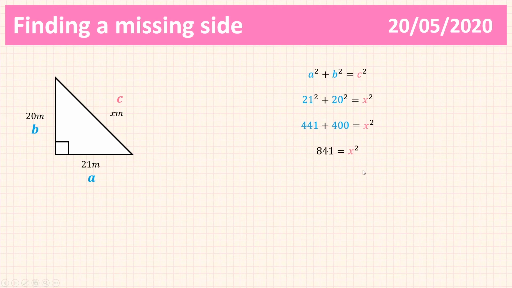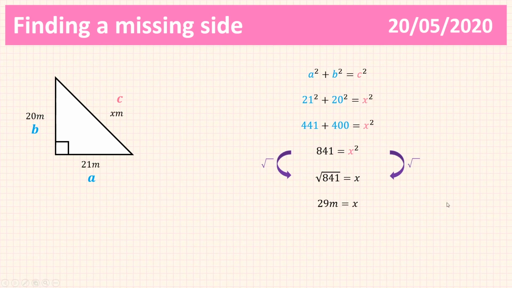Now I don't want to know the value of x squared. I want to know the value of x. So if I'm squaring something, the inverse operation to squaring is square rooting. So I need to square root both sides of this equation. So I square root both sides and I get x is equal to root 841, and I can pop that in a calculator and get an answer, and I get 29. So x is equal to 29.